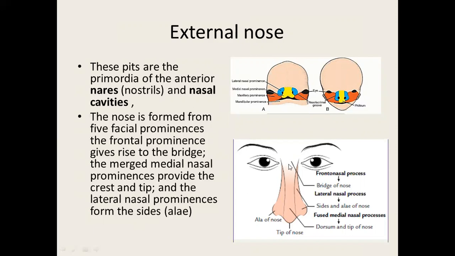The nose is formed by 5 facial prominences. The frontal prominence will give rise to the bridge. This one is the bridge of the nose. Then the merged medial nasal prominences will provide the origin of the crest and the tip of the nose, and the lateral nasal prominences will form the alae of the nose.